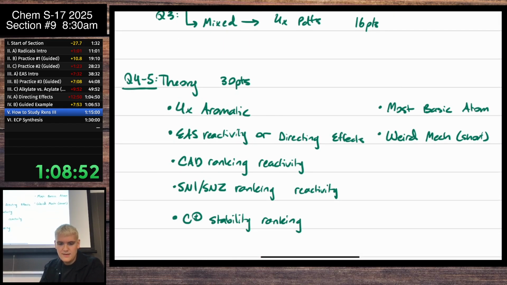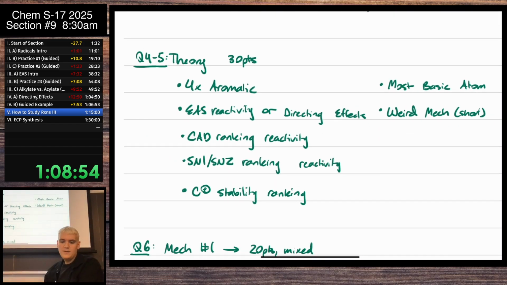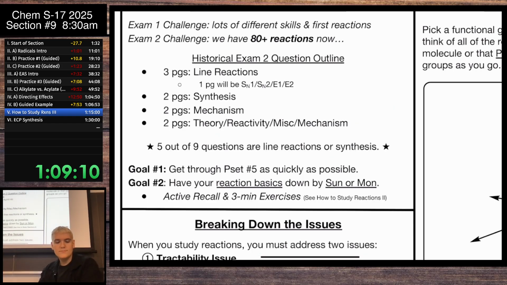The theory, these are things like aromaticity, EAS reactivity, directing effects, CAD ranking reactivity, SN1, SN2 speed ranking, carbocation instability, like weird short mechanism, a most basic atom. These are what were on the practice exams, just to see a hodgepodge of it.